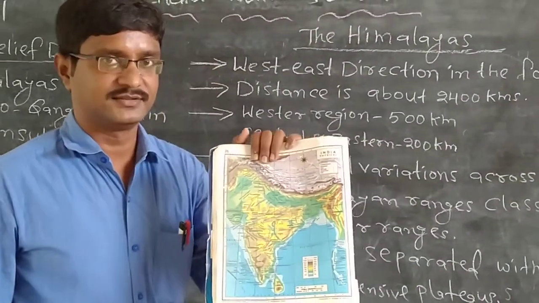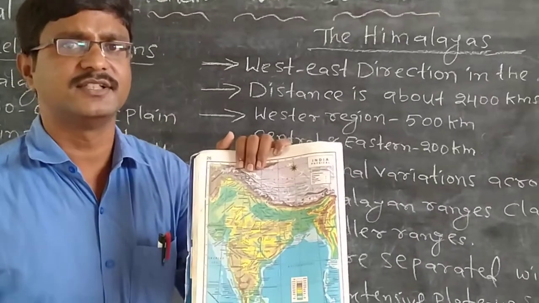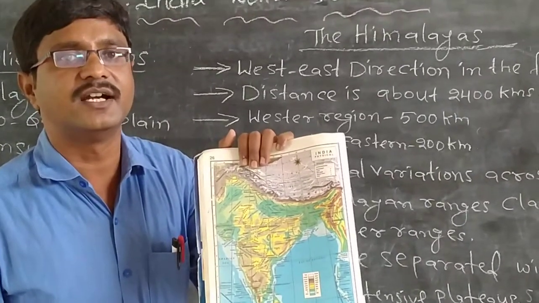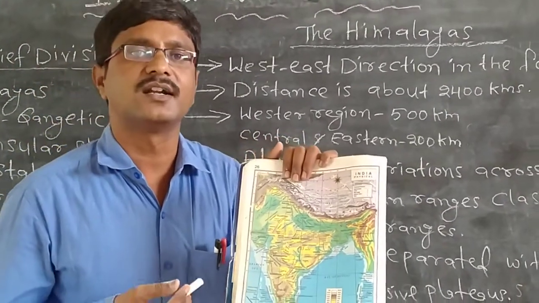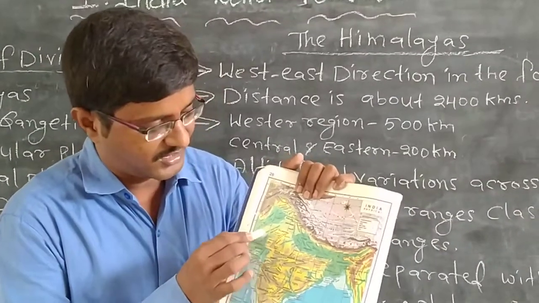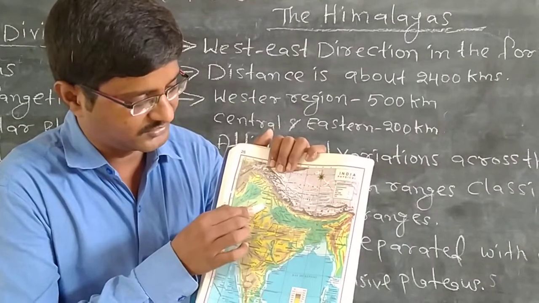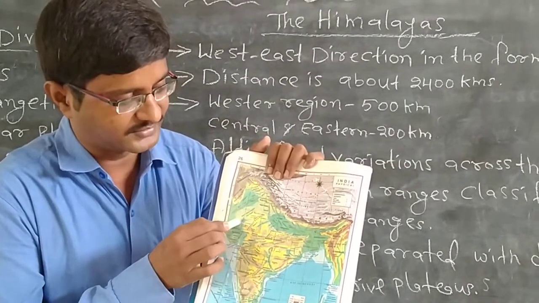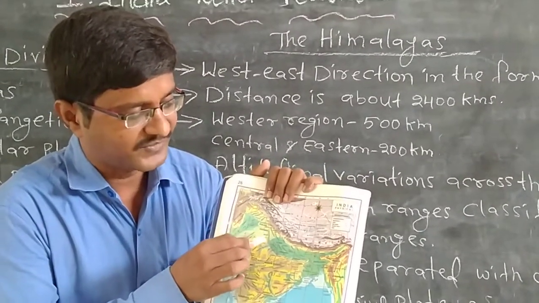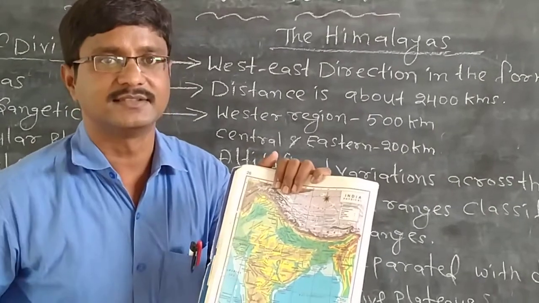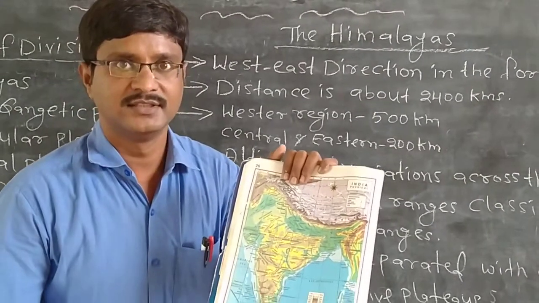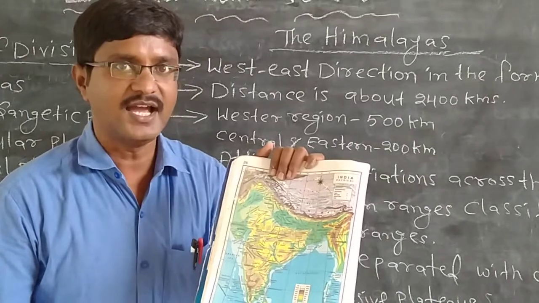And the fifth one is the Thar Desert. Only one desert is located in our country, that is why we know it as the Thar Desert. Most of the Thar Desert is located in the state of Rajasthan. The Thar Desert is also called the Great Indian Desert.